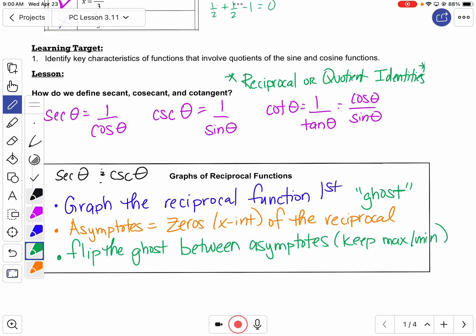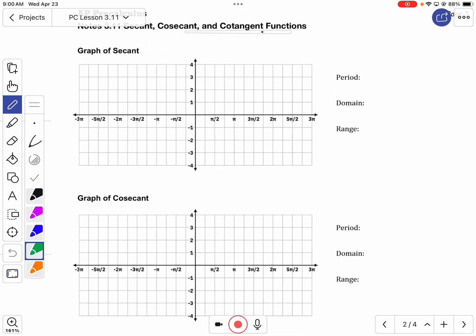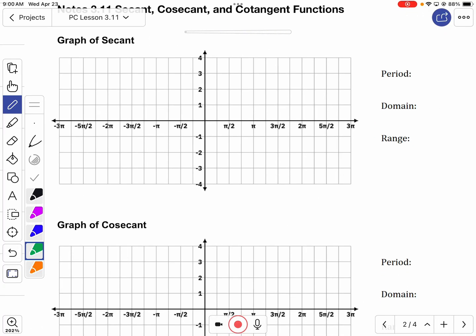All right. They don't ask us to get too detailed into this, so I'm not super concerned about this. But let me show you how that process works. Let's start with the graph of secant. Secant is based on the cosine graph, so let's graph cosine to begin.